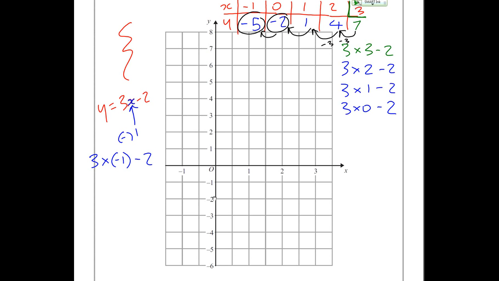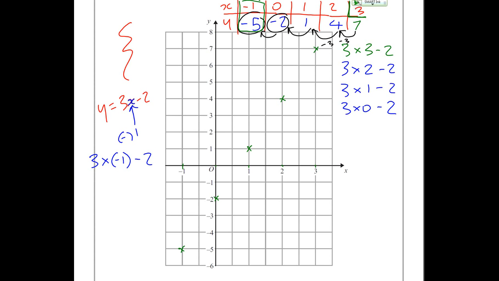Now, we plot our coordinates. First coordinate is x is minus 1 here, and y is minus 5 here, put a cross. The next one, x is 0, y is minus 2, put a cross. Sorry, that's a minus 2, not a plus 2. I thought that looked wrong. X is 1, y is 1, put a cross. X is 2, y is 4, put a cross. X is 3, y is 7.